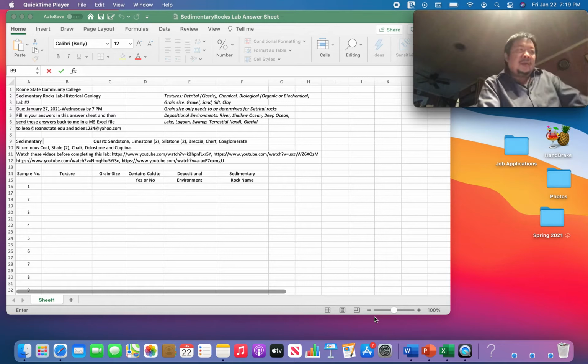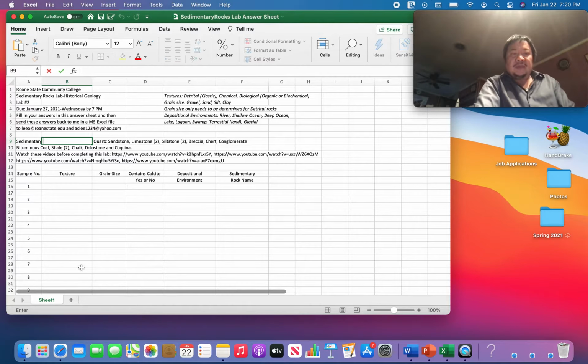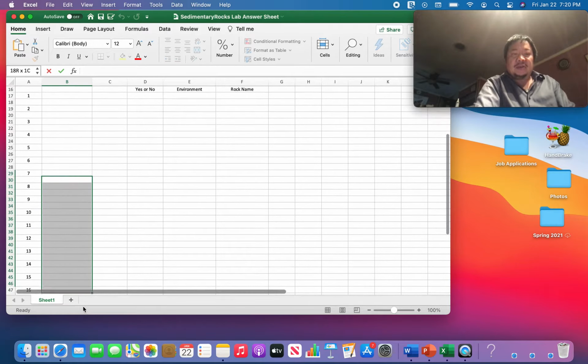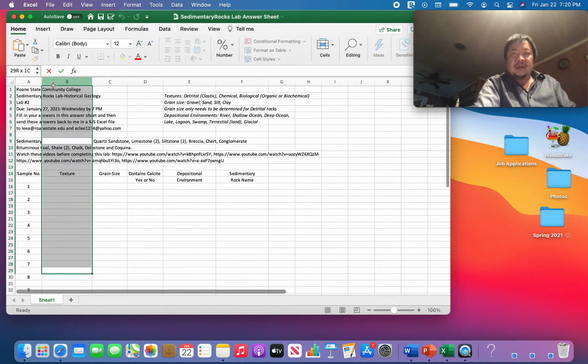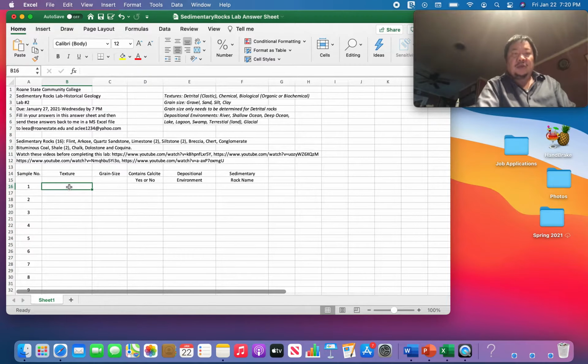Students, this video is about our second lab for historical geology. We're going to be looking at sedimentary rocks, and we're going to look at 16 different sedimentary rock samples, and we're going to fill in this chart. Once you're done filling in all the spaces here, hand it in by Wednesday, January the 27th, by 7 p.m.